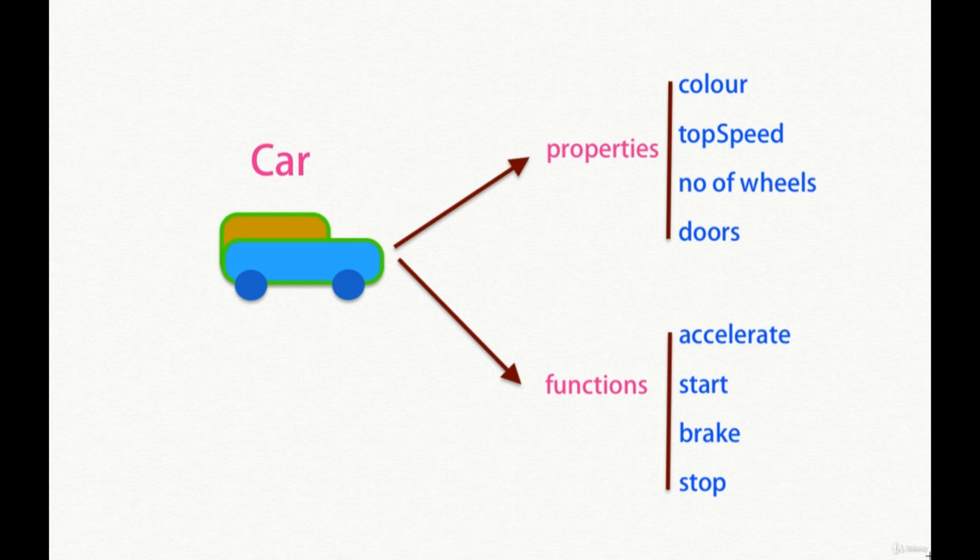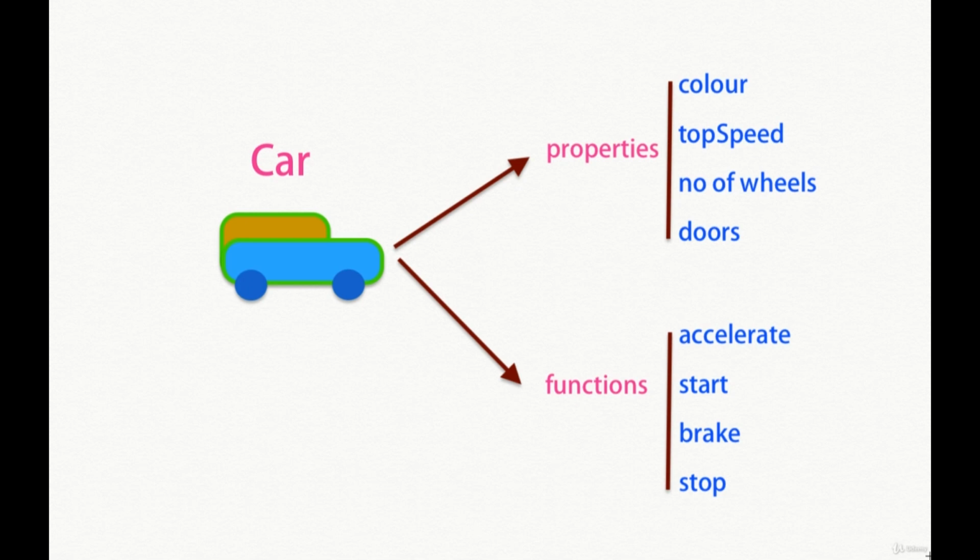You can refer to anything. If you have a building, then it will have properties like color, how many rooms, how many floors, and functions will be like you can open the door, you can close the door, and things like that in that building. So every class has properties and functions.